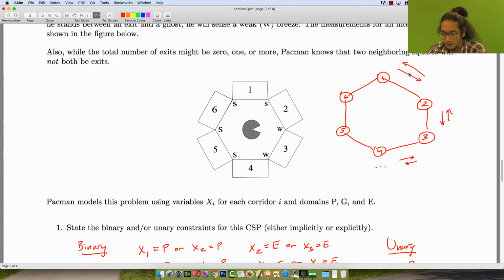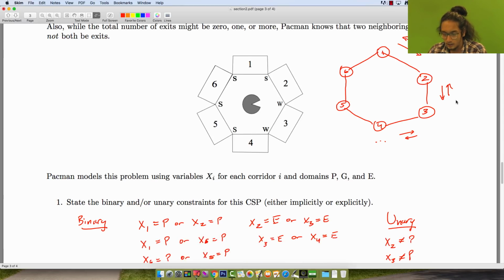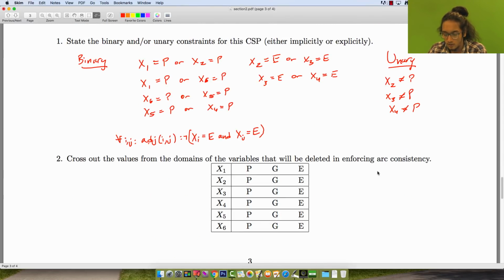And take all of these. So there's 2 per edge in this case, and there's 6 edges. So there's 12 of these arcs, and you add them all to a queue, right? And one by one, you look at these arcs, and for each arc, you do the following. Suppose that the arc which you're currently considering is one which goes from x1 to x2. Here's what you want to do.